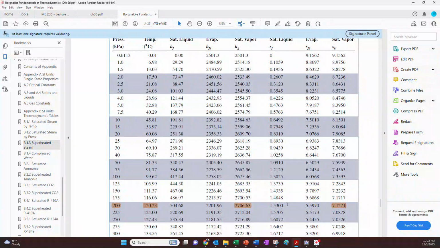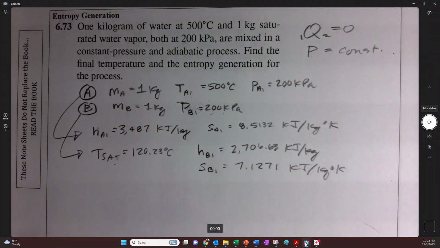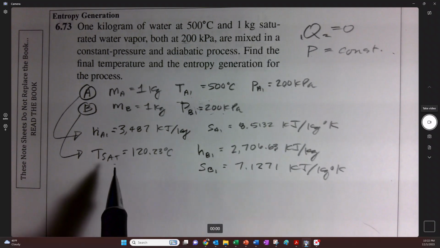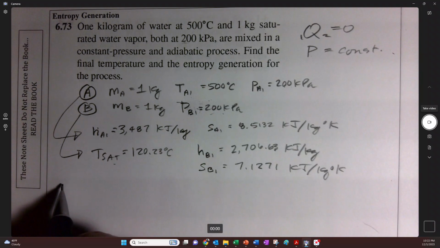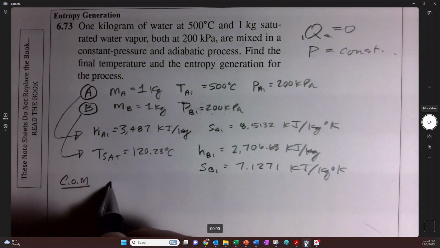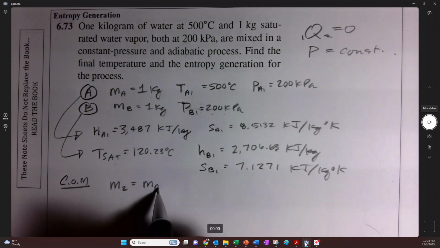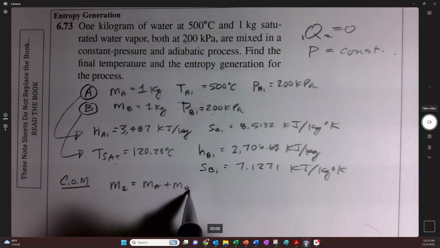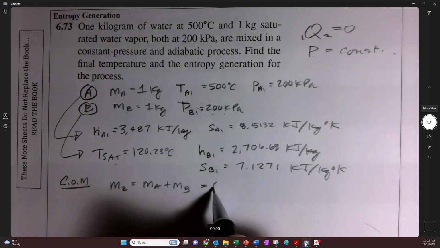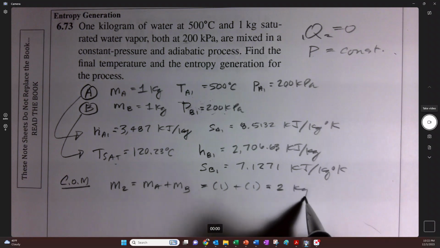All right, coming back onto here. So we have two things mixing, so we might want to use the conservation of mass. In fact, we kind of have to, and say the mass after these two things mix is going to be MA plus MB, and that's really hard to do, right? 1 plus 1, and spoiler alert, 2.